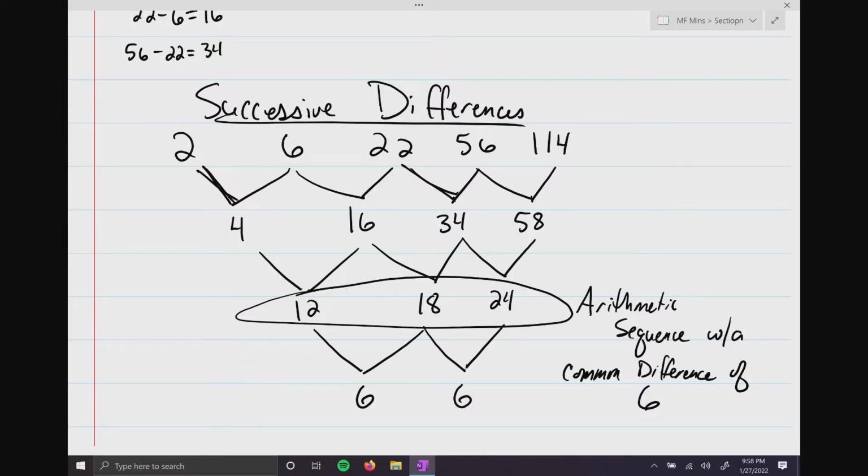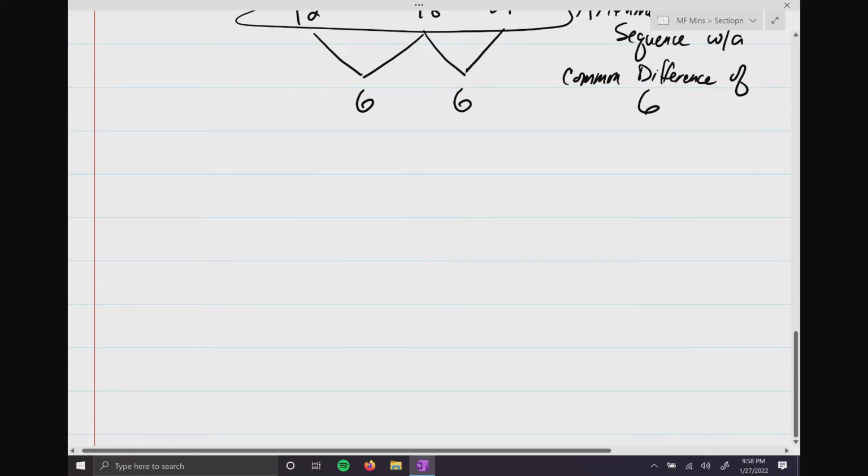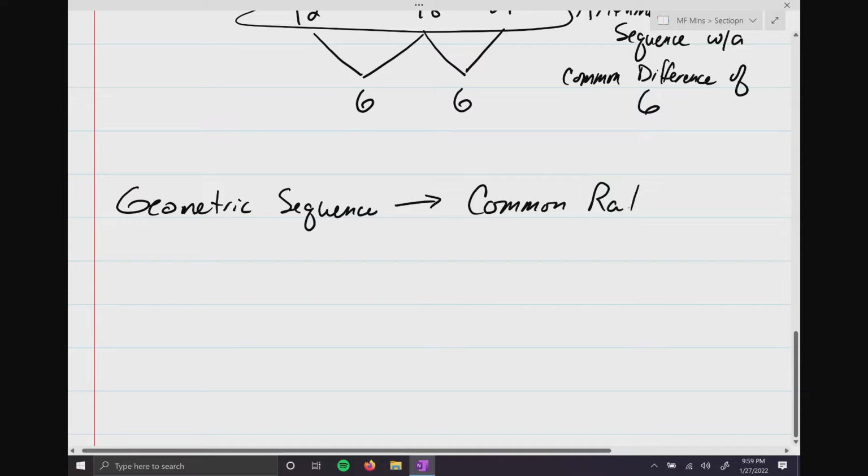Now, let's look at the other type of sequence, which is a geometric sequence. A geometric sequence has what we call a common ratio. All right? So let me show you a really easy one here, okay? So we're going to do 3, 9, 27, 81, and so forth, okay?